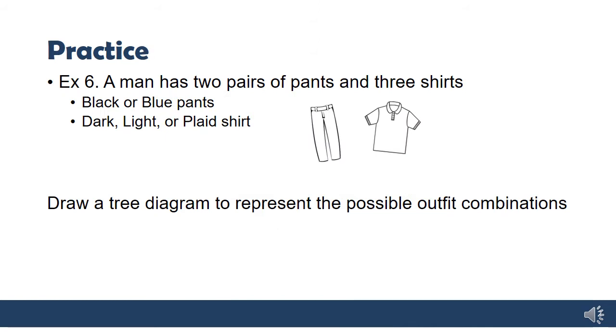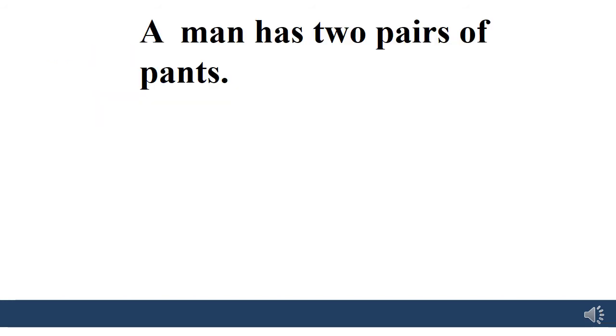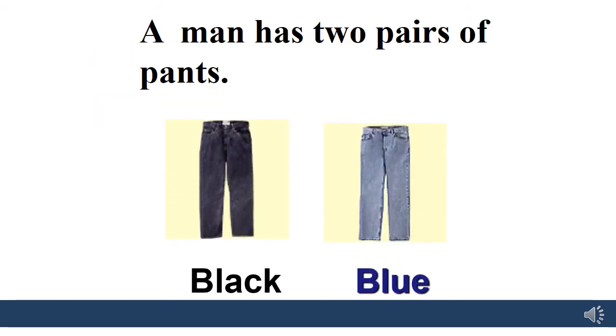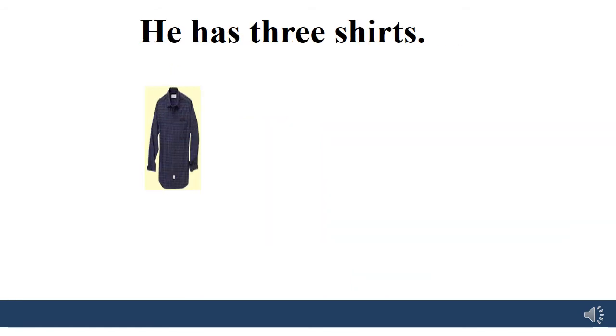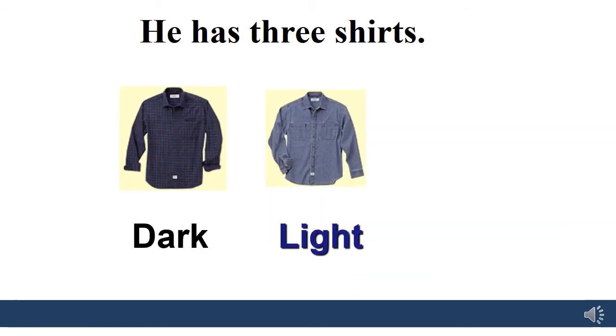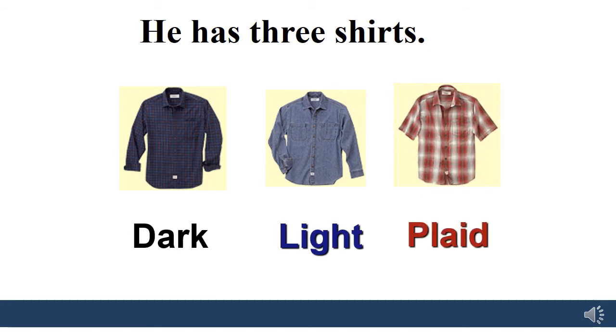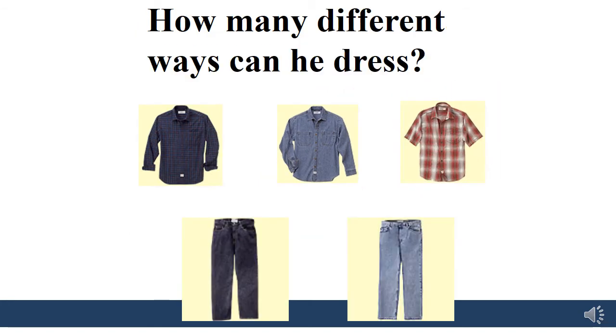Here's another example where they want us to draw a tree diagram to represent all the possible combinations. A man has 2 pairs of pants and 3 shirts. He has black or blue pants, and then he has a dark, light, or a plaid shirt. So let's look at this and try to visualize it. He has 2 pairs of pants, one's black, one's blue, and 3 shirts, dark, light, and plaid. So if we're looking at how many different ways can he dress, a tree diagram is actually really going to help us.